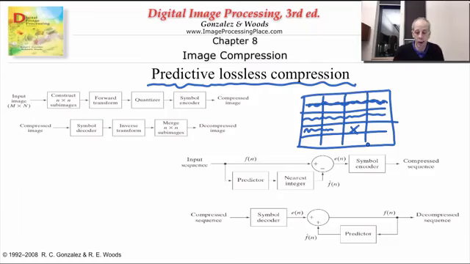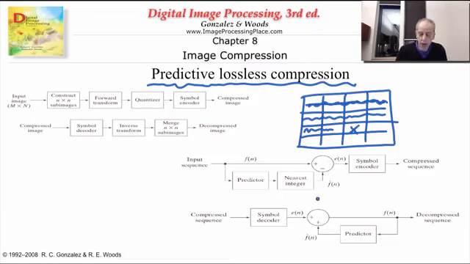So a lot of the art in predictive lossless compression is in designing your predictor such that the error is as small as possible all the time. Hopefully it's zero. If you're great at predicting, it's going to be always zero, and you're going to be able to compress a lot. But at least it's going to be very, very close to zero if you're using smart predictors.